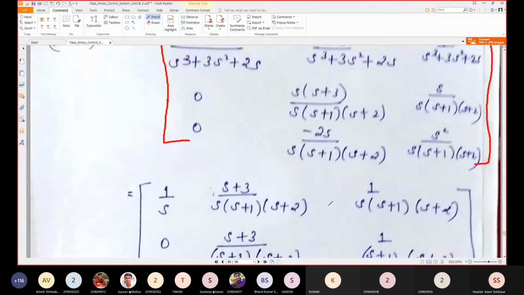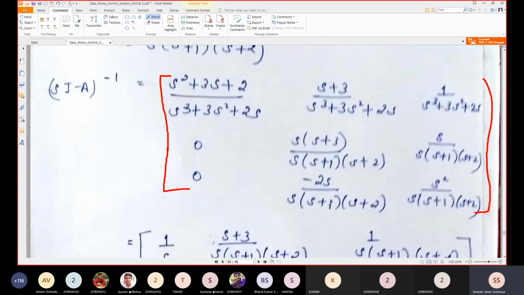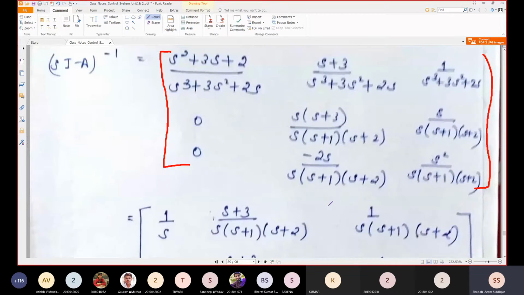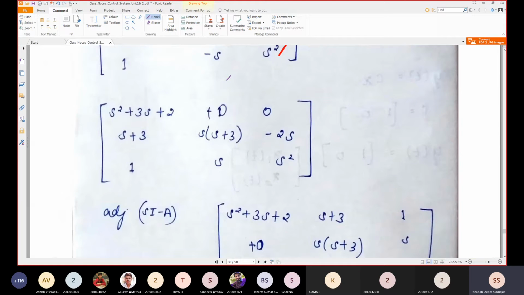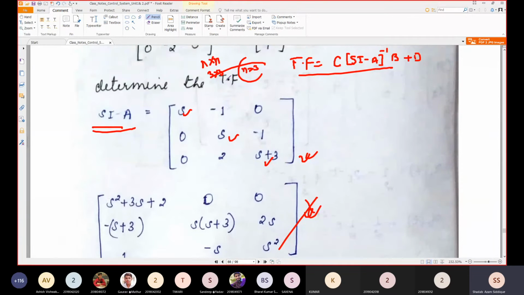But let me tell you, if you want, you can use the shortcut method to find this inverse. I'll try to verify this with the shortcut method. What was the matrix sI minus A? I am trying to find (sI minus A) inverse now. So I'll write the matrix for the shortcut method: s, minus 1, 0; 0, s, minus 1; 0, 2, and s plus 3.